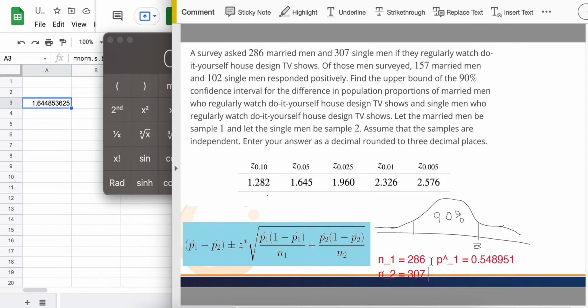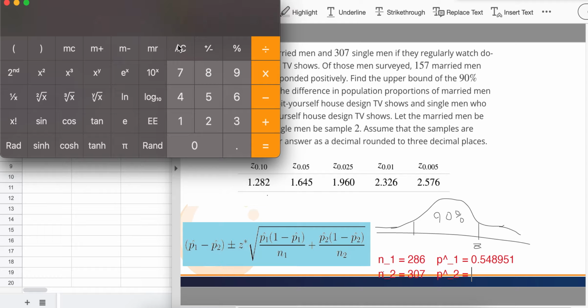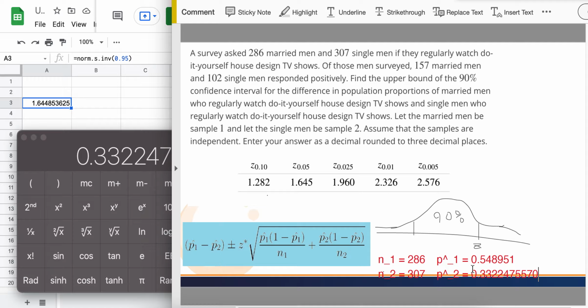And then for p hat sub 2, that just means the sample proportion from group 2. We do the same thing. There were 102 that responded positively. Divide by the 307 total that were in that group. So if we cut that decimal off a little bit, not too far, but a little bit, that's our p hat 2. And now you have all the numbers to plug in here, okay?